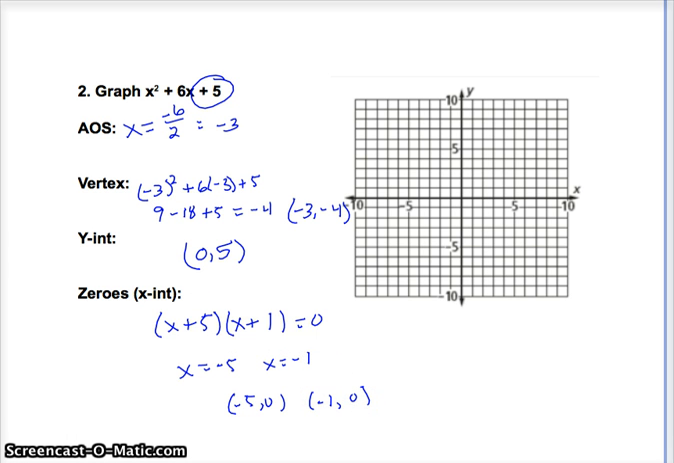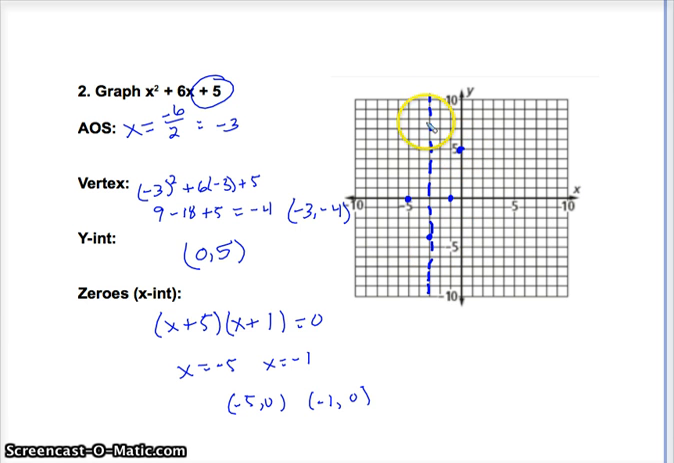All right, let's put it all together. Plotting my vertex at negative 3, 1, 2, 3, down 4. Now I can draw in my axis of symmetry. I can now plot my zeros at negative 5, 0, and negative 1, 0. I can put my y-intercept here at 0, 5.